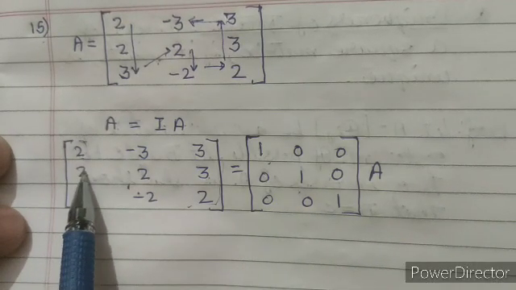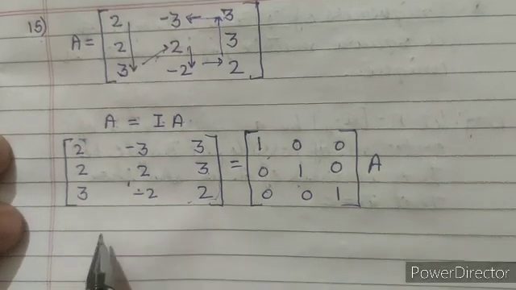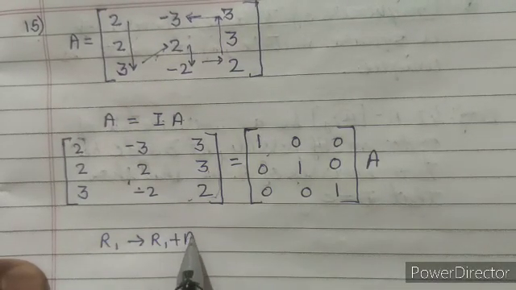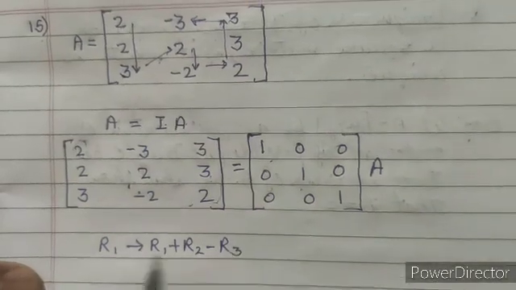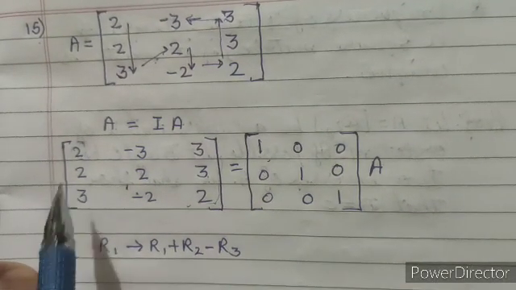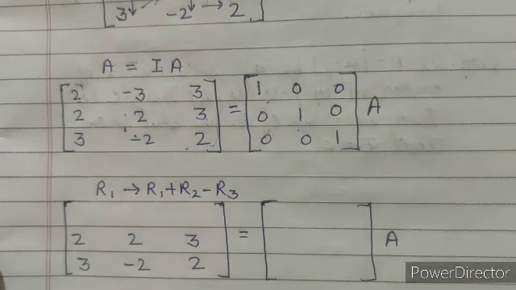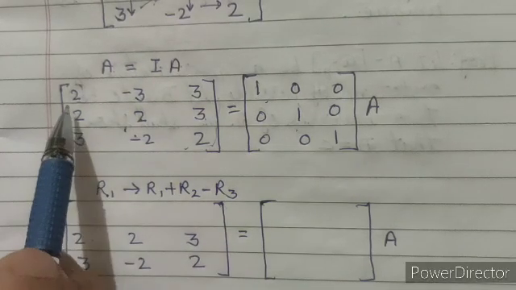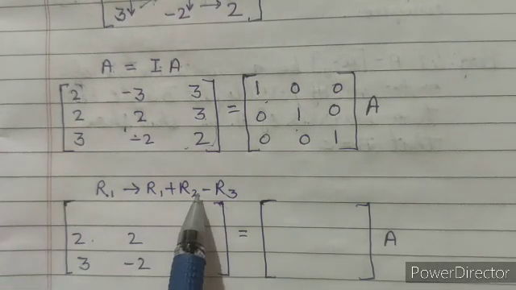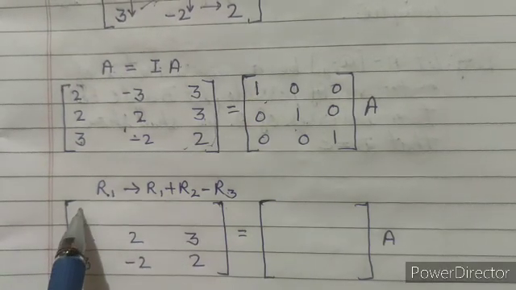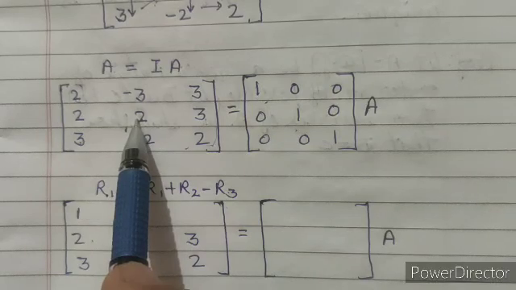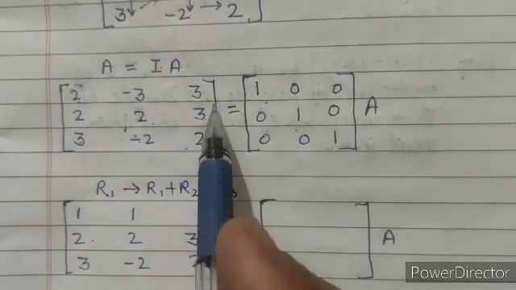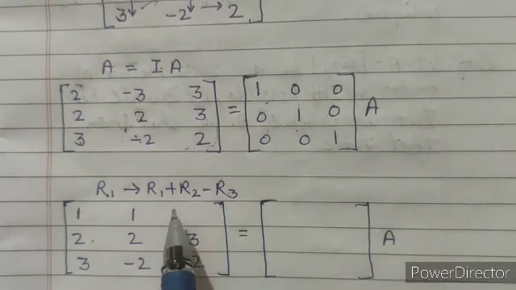As we know, 2 plus 2 minus 3 will give us 1. So we will apply the transformation R1 changes to R1 plus R2 minus R3. As we are changing row 1, row 2 and row 3 will remain the same. Now in place of 2, we will write 2 plus 2 minus 3, and that will be equal to 1. Now minus 3 plus 2 will be minus 1, and minus 2 will be equal to 1. 3 plus 3 is 6, and minus 2 will give us 4.